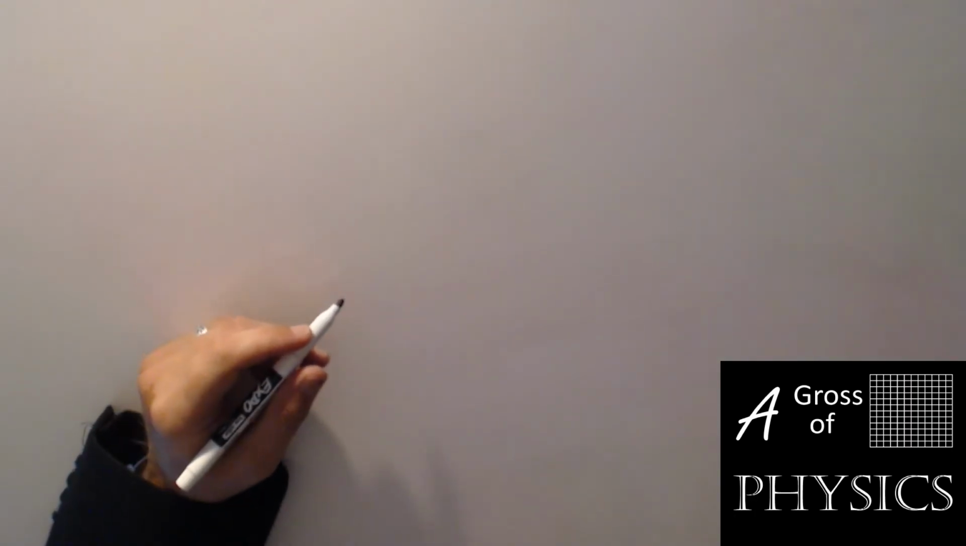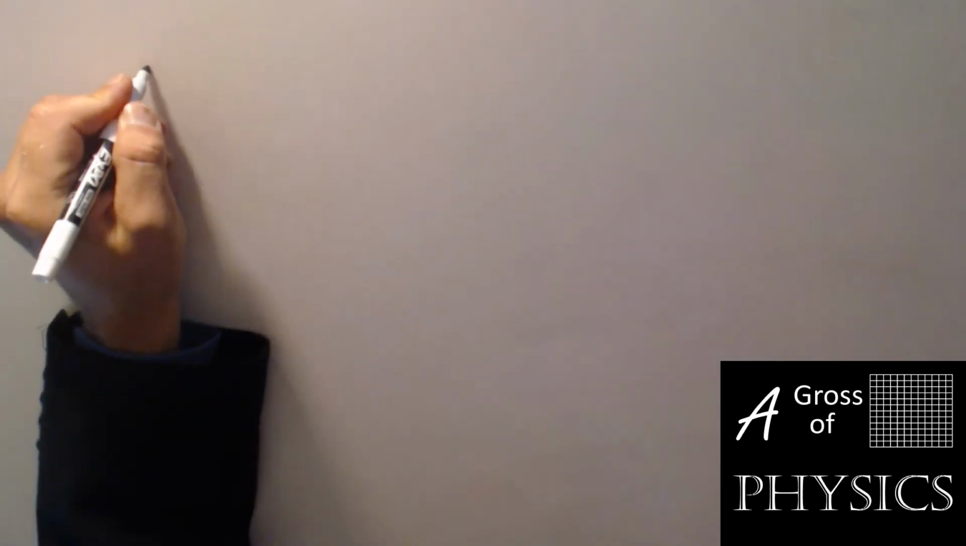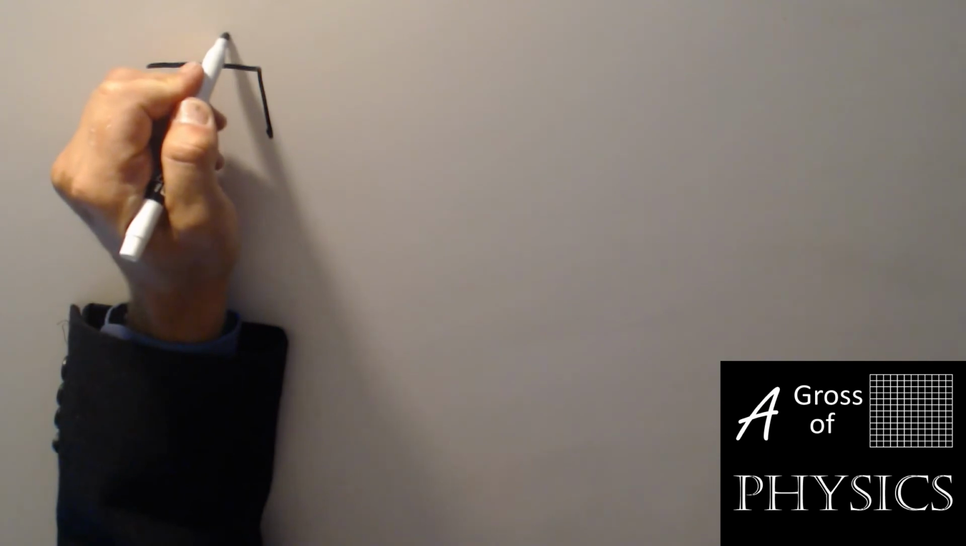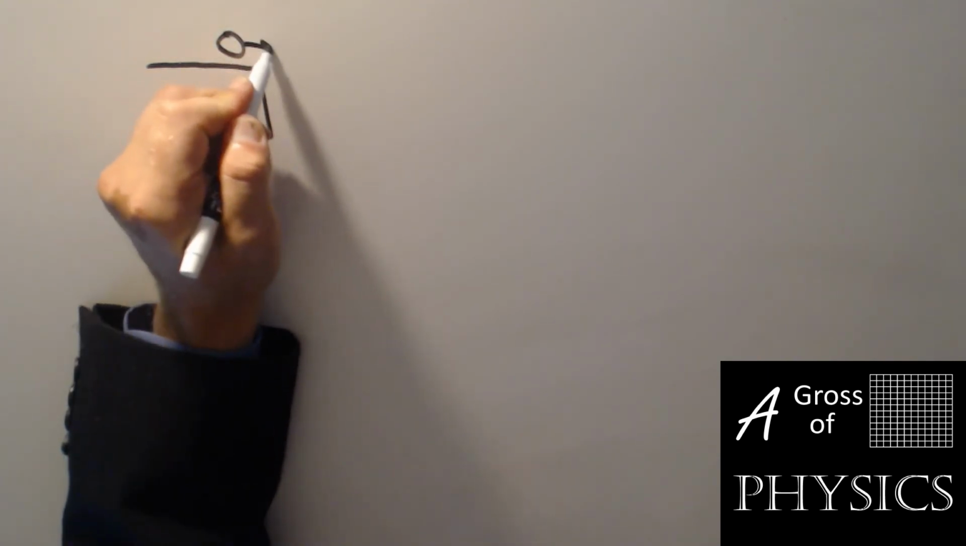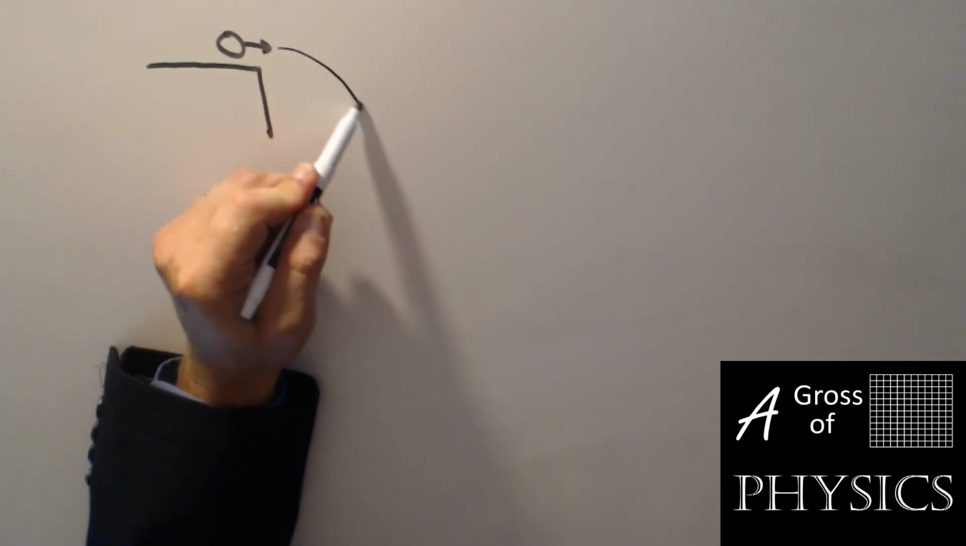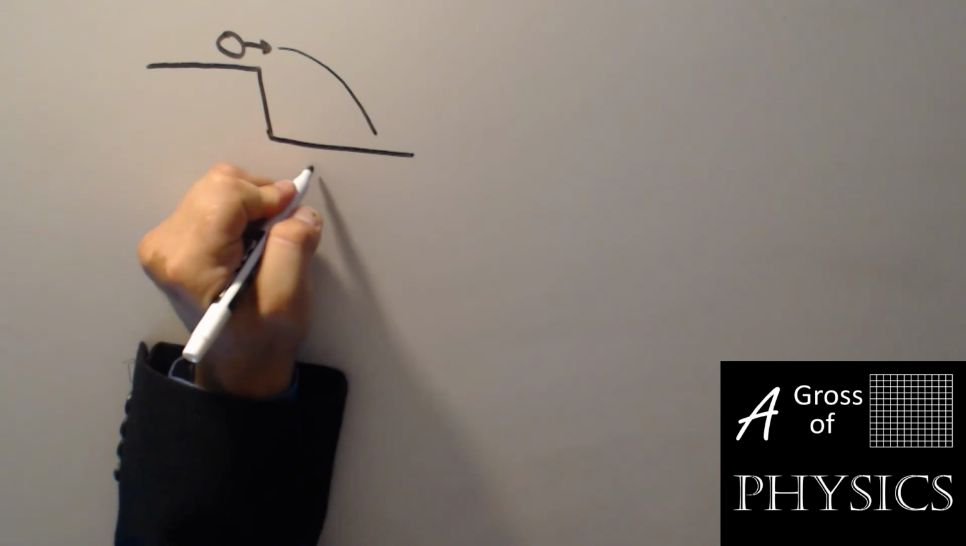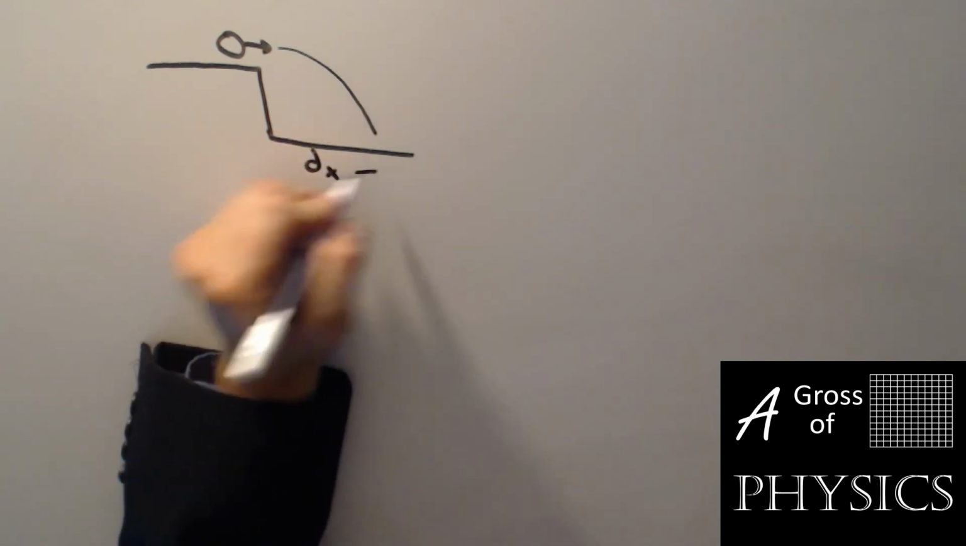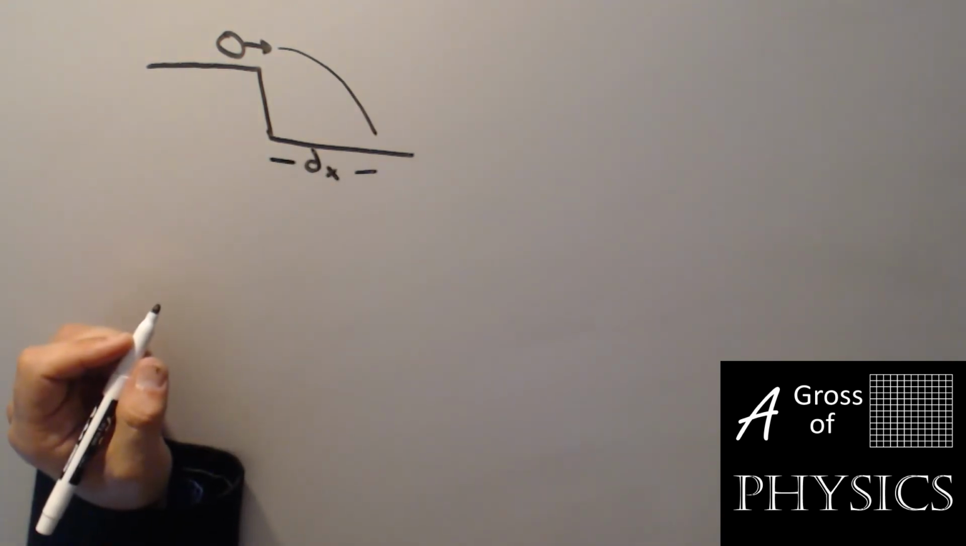All right, for this problem, what I'd like to do is solve a horizontal projectile motion problem. And what we're going to do is determine a marble rolling off a table. And the question ends up asking how far does the marble land from the table. So what we're going to look for is dx. Now let me read the problem.